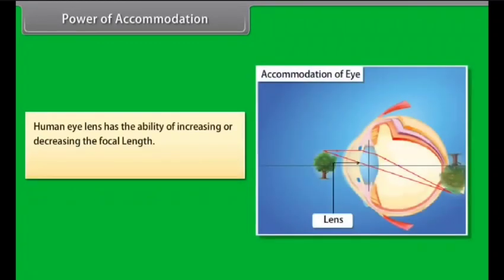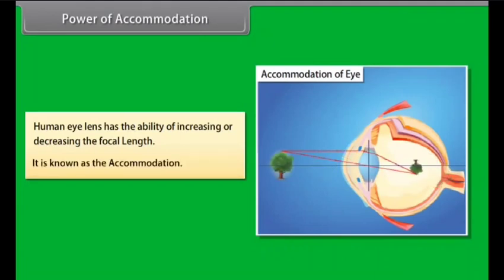Retina. It is a delicate membrane which acts as a screen. The eye lens forms a real and inverted image of the object on the retina. Power of accommodation. The human eye lens has the ability of increasing or decreasing its focal length. It is known as accommodation. Accommodation is achieved with the help of ciliary muscles.